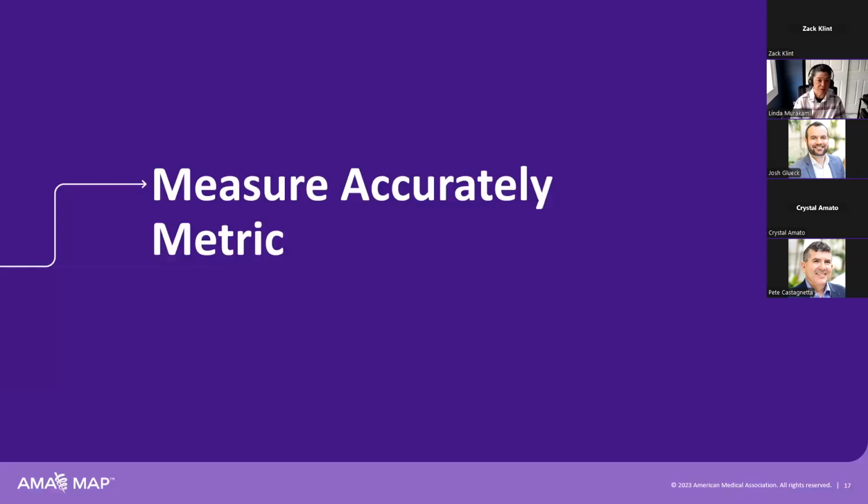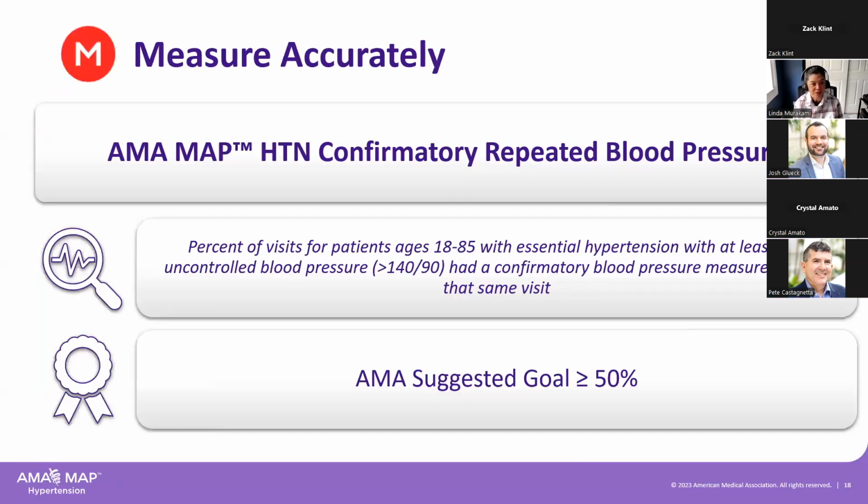Next slide, please. And now we'll talk about the metrics to measure accurately. We just talked about that measurement protocol and taking the additional readings. So this is the metric that's going to track that. It reviews how often patients with uncontrolled blood pressure have an additional measurement taken to confirm the high result.